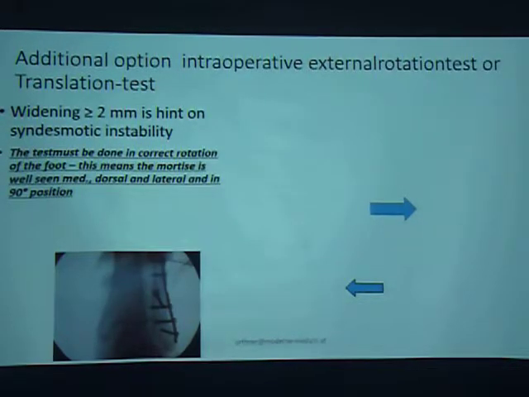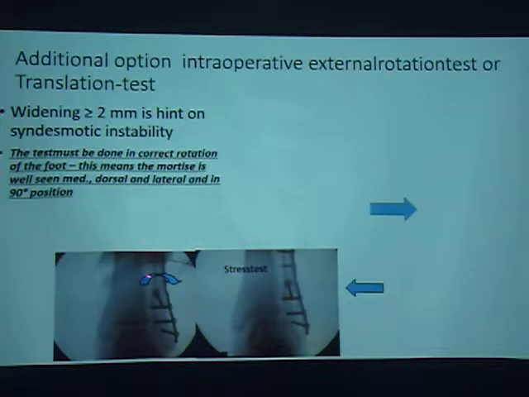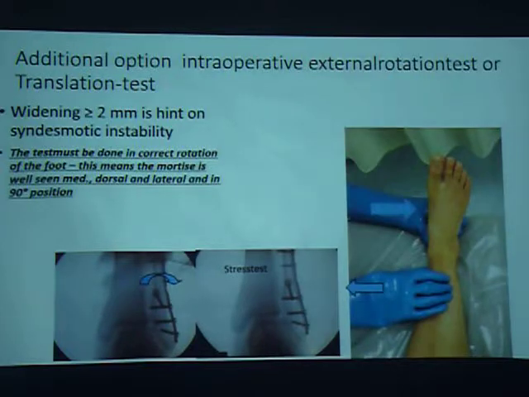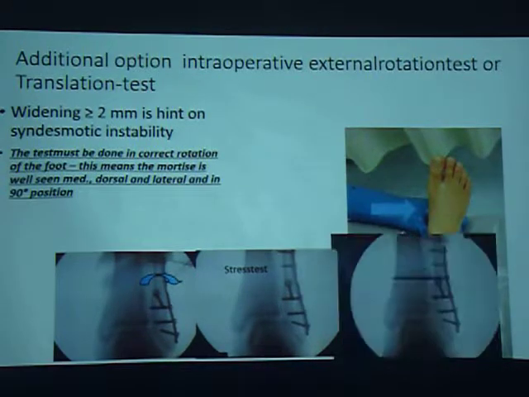The same is true with an external rotation test. You can again see the external rotation test, how it happens. You see it widens on the medial side. And if you see this intraoperatively, then the syndesmotic screw should be done. That's how it is done: you hold the tibia with one hand, and with the other hand you push the heel laterally with an external rotation, under fluoroscopic control.